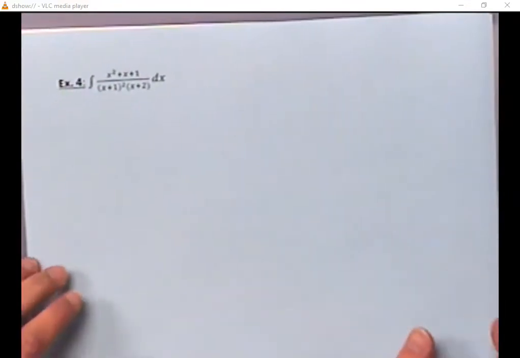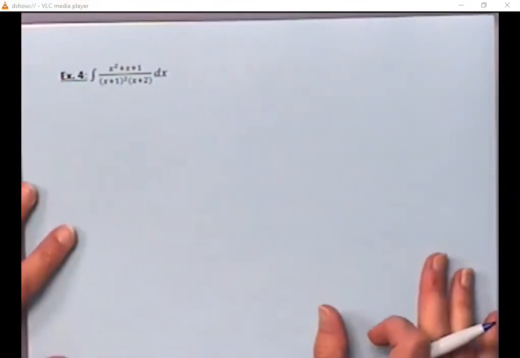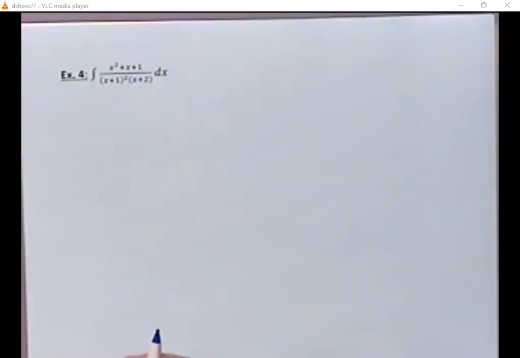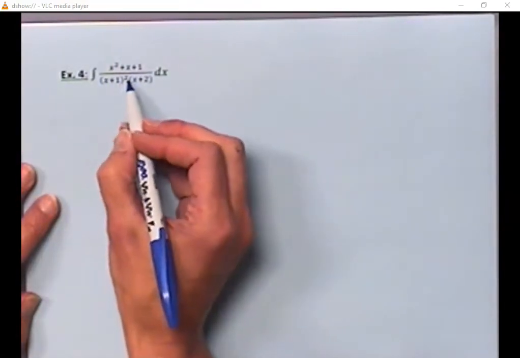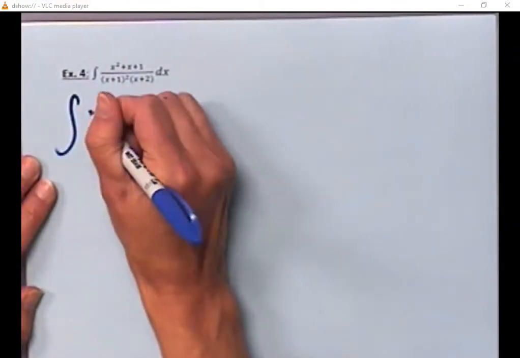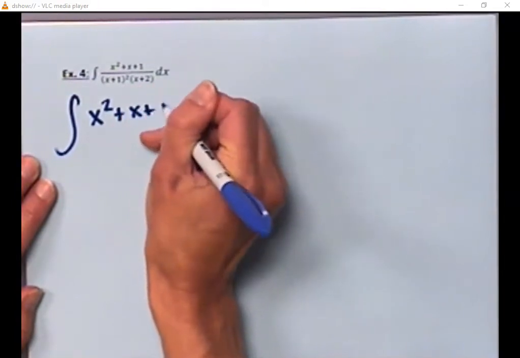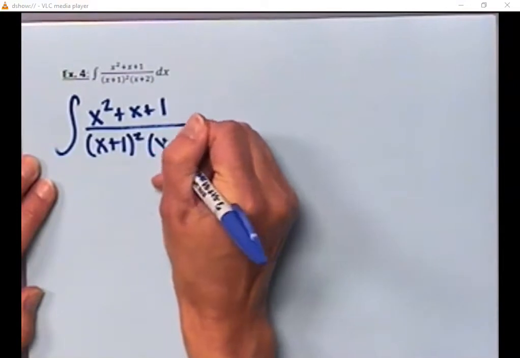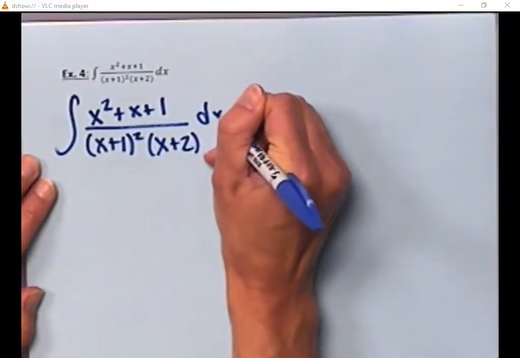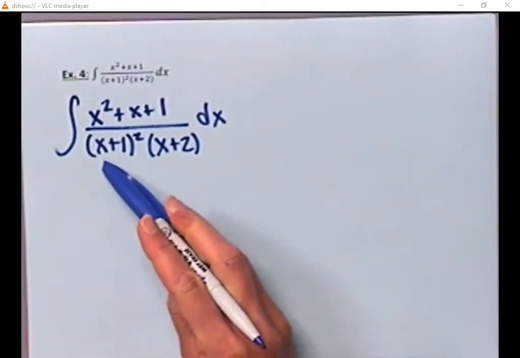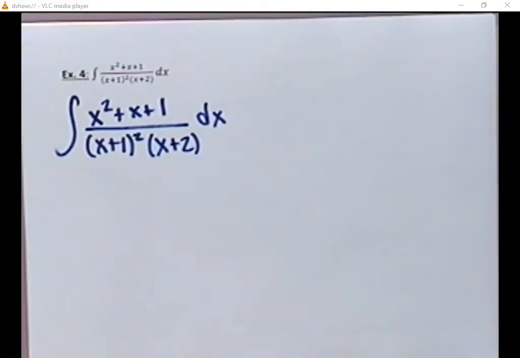Okay, so let's go ahead and look at example 4 that has this situation. This one is x squared plus x plus 1 all over x plus 1 squared and x plus 2. I'll write it a little bit bigger down here so you can see it. Notice in this one the denominator's already been factored for us, so it's been factored into x plus 1 squared and x plus 2.